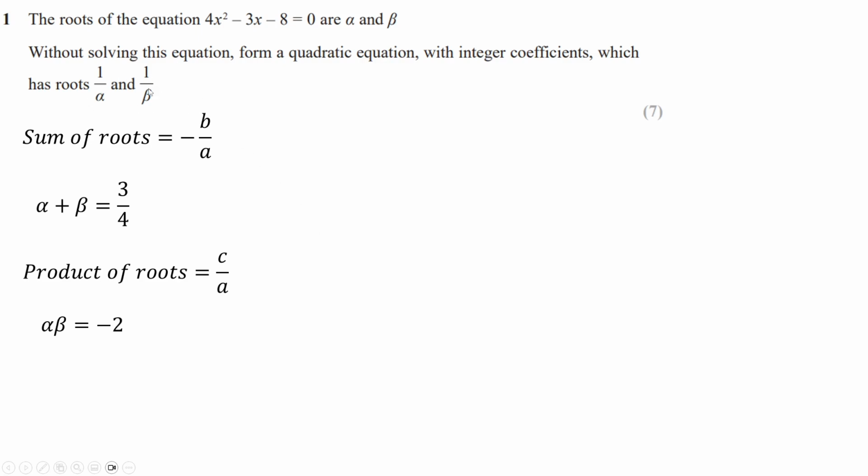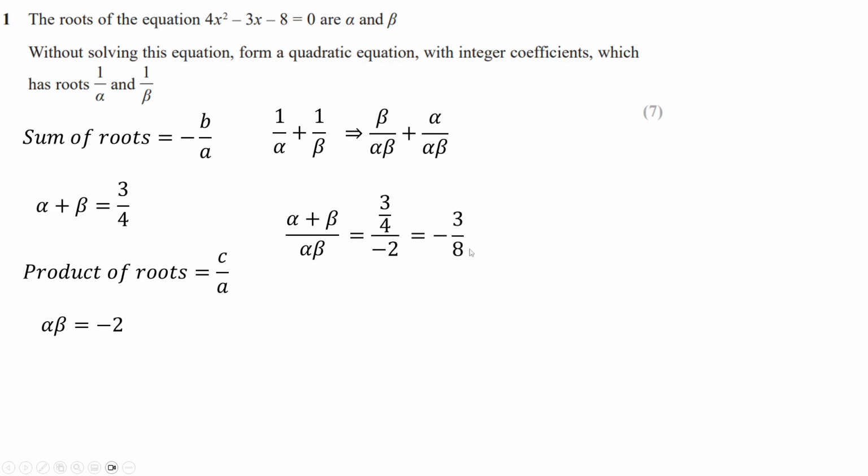Now the sum of the roots of this new equation is 1 over alpha plus 1 over beta, which is that. You can just give them the same common denominator and then add them up to get this. We know what alpha plus beta is, it's minus 3 over 4, and we know what alpha beta is, it's minus 2. So just plug those in. You'll get minus 3 over 8, and so the sum of the roots of the new equation will be minus 3 over 8. The product of the roots of the new equation will be 1 over alpha beta. We know that alpha beta equals minus 2, so it's 1 over minus 2, which is just minus a half.